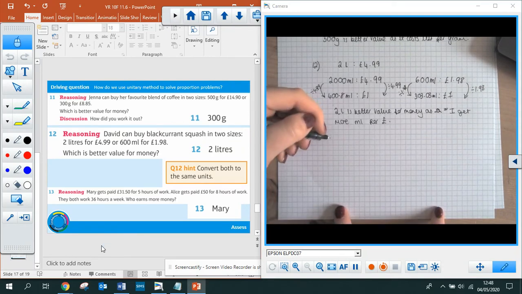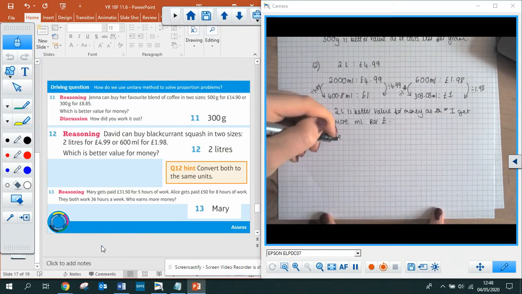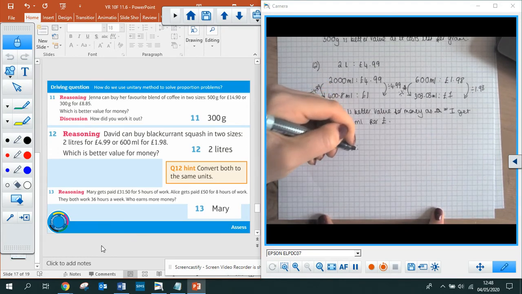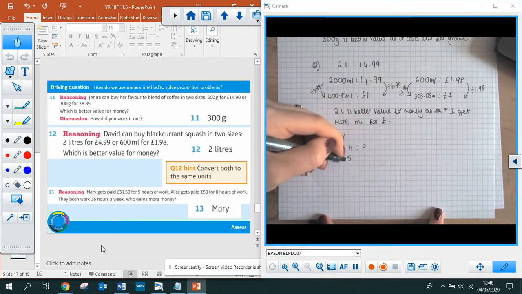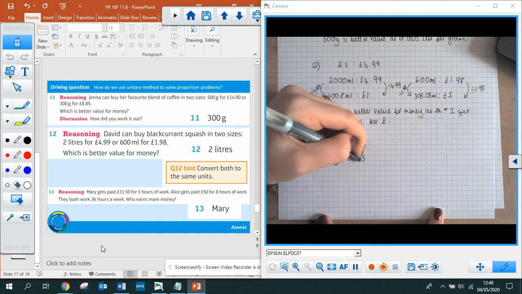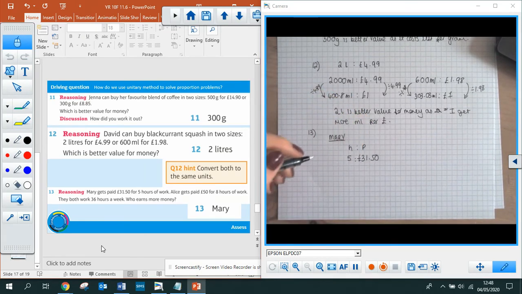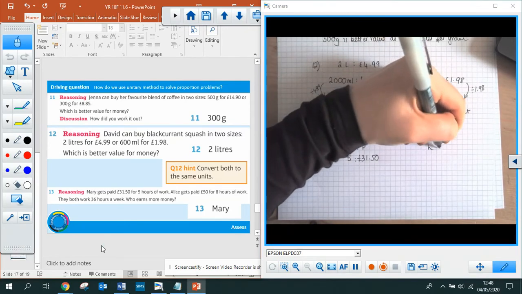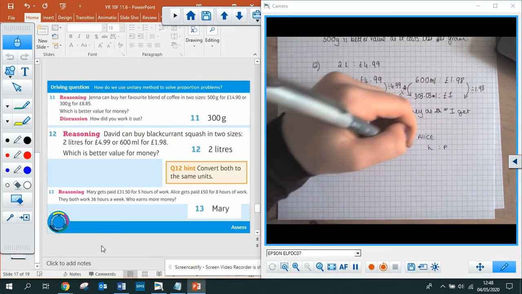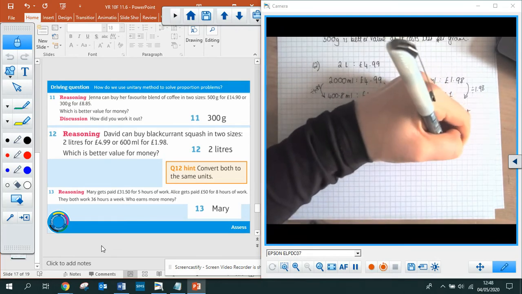So start with Mary. So we've got her, we can do her hours to her pay. So she works 5 hours and gets £31.50. And we've then got Alice, keeping the same ratio, hours to pay. Alice works 8 hours for £50.